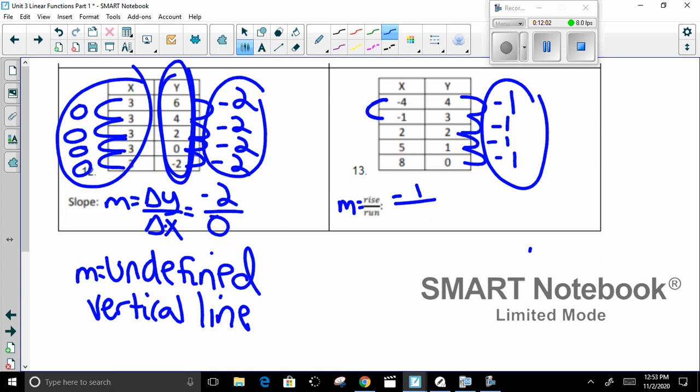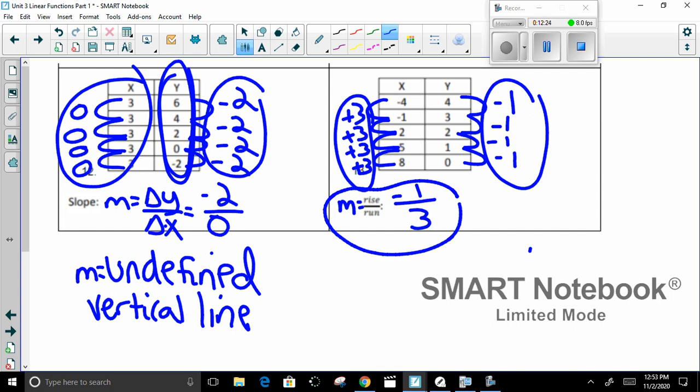For my run, I'm going from negative 4 to negative 1. Looks to me like I'm adding 3. From negative 1 to positive 2, I'm adding 3. From positive 2 to positive 5, I'm adding 3. From positive 5 to positive 8, I'm adding 3. So I'm doing the same thing every time here. So my change in x is adding 3. So my slope is negative 1/3. I cannot reduce that at all.